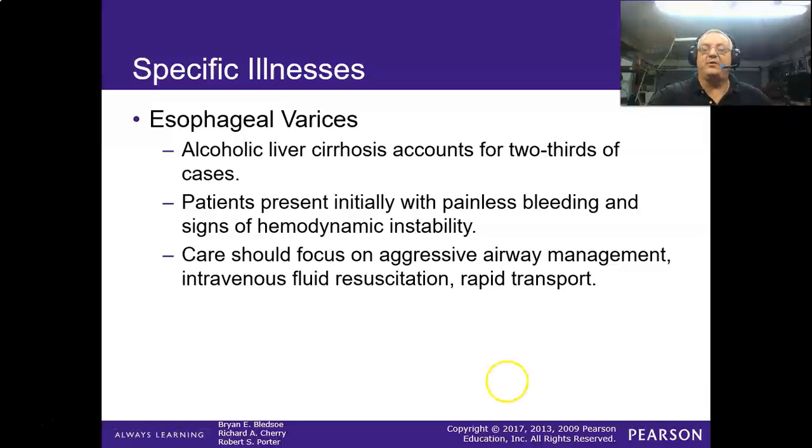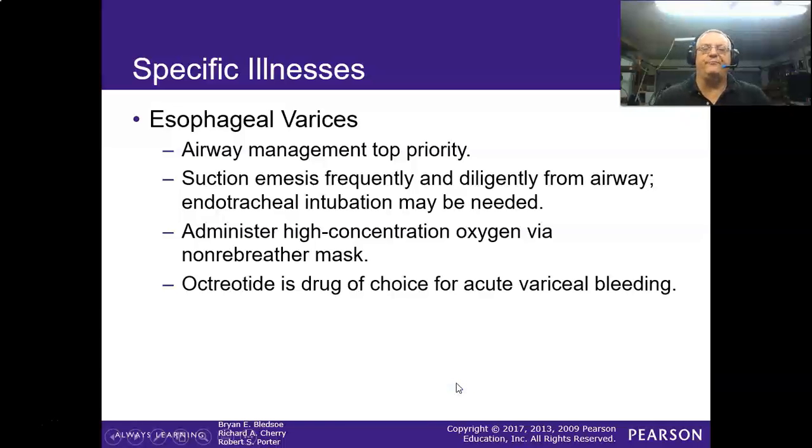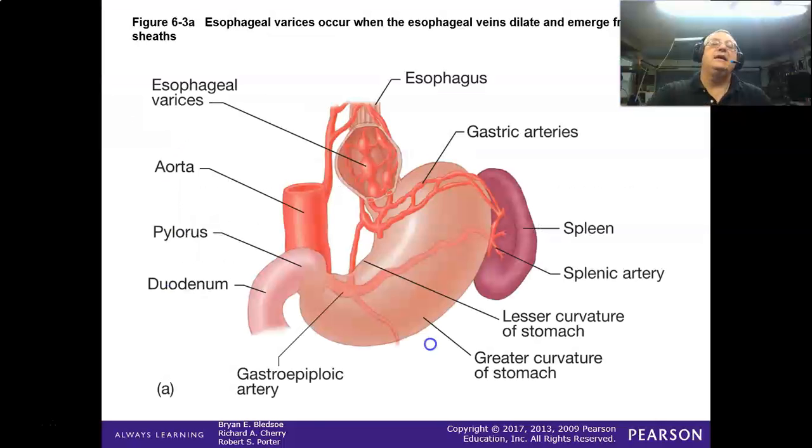And again, rapid airway management, fluid resuscitation, and immediate transport, getting them somewhere with blood products. Again, they need to go in and have treatment. Octreotide is the drug of choice for acute variceal bleeding. So that helps essentially pharmacologically seal off those. But again, we don't carry that, and therefore we need to get them to the hospital. So this would be an example of the esophageal varices when they pop, and again, it can cause major problems.